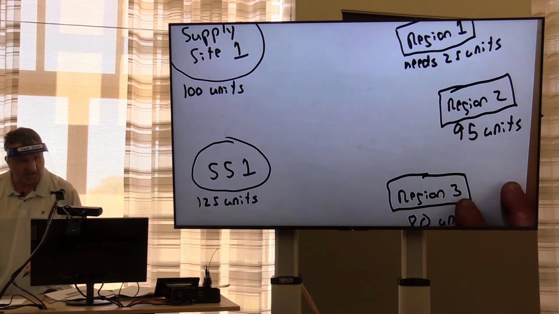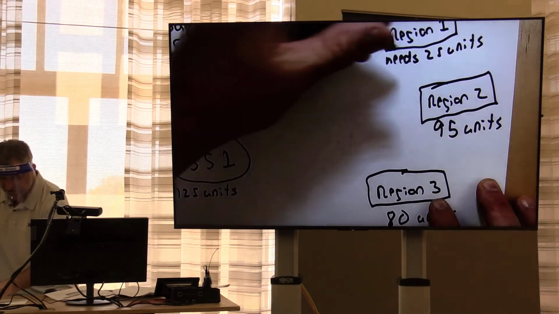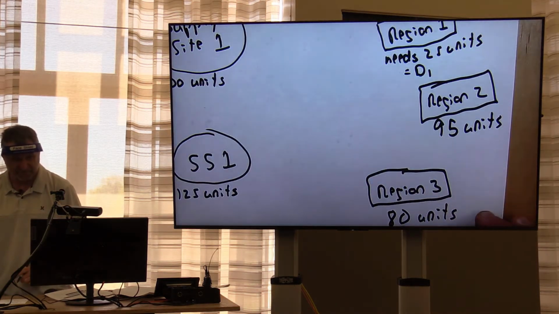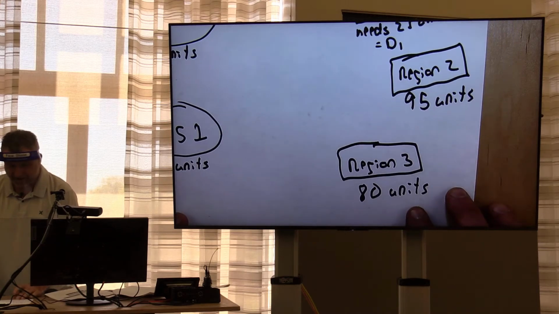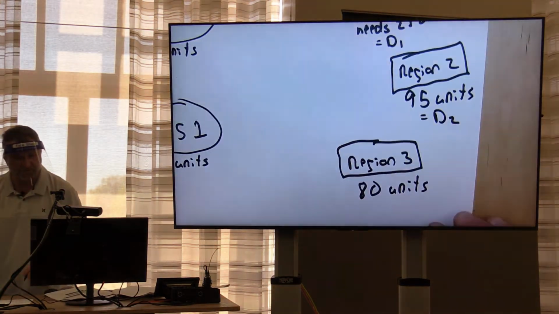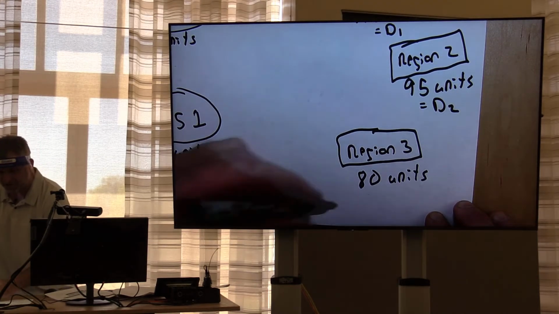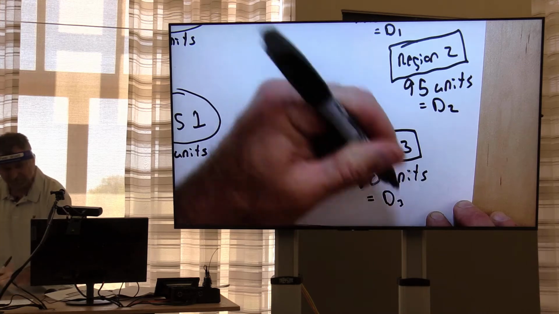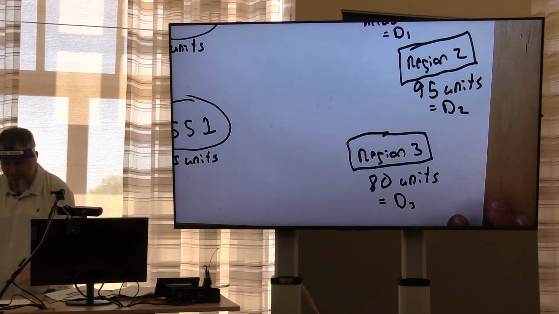So this region needs 25 units, that's D1. Region 2 needs 95 units, that's D subscript 2. Region 3 needs 80 units. We denote that by demand subscript 3.